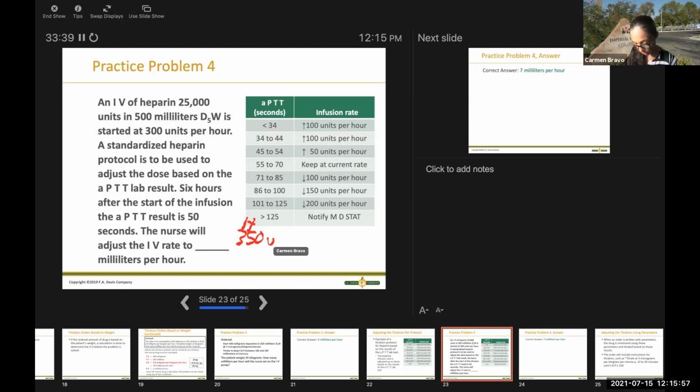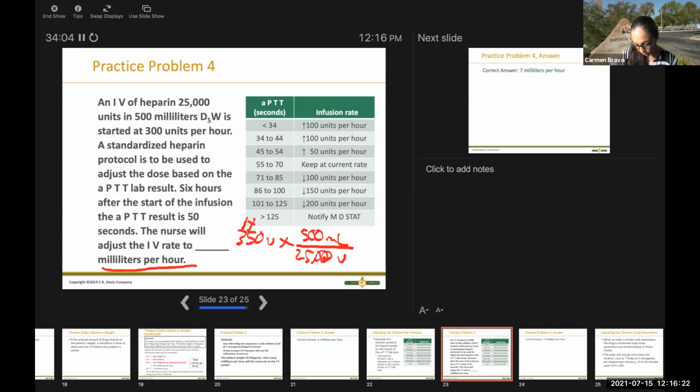My 350 as the hourly. And then I would do the total volume, 500, and then my total units, right? And I have to know how many mLs per hour am I going to now give the medication, the infusion?